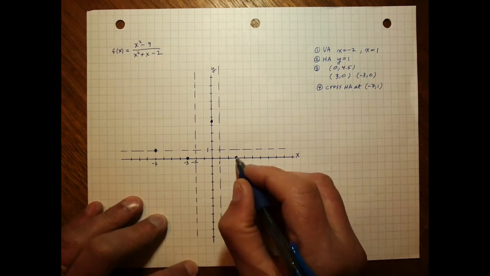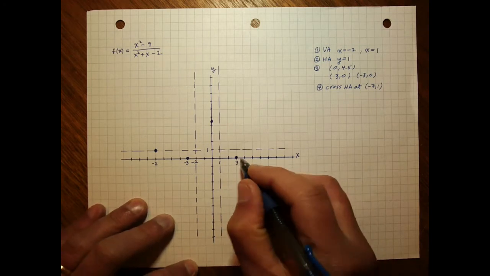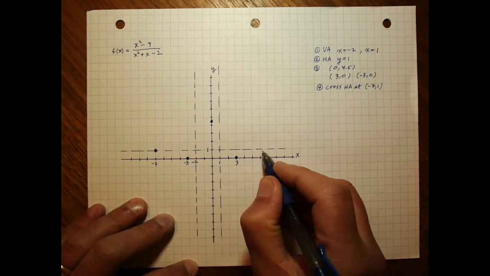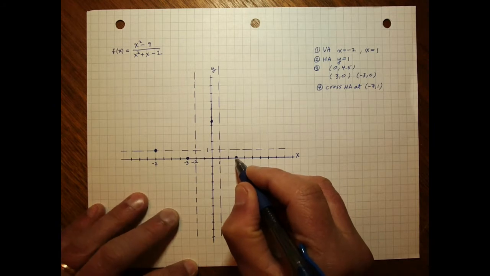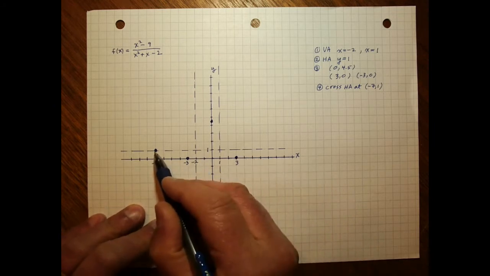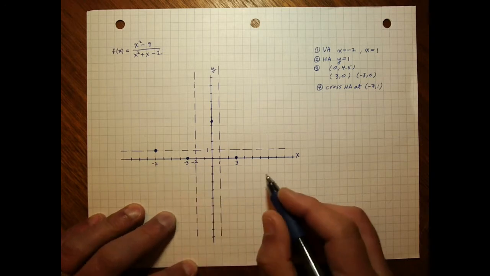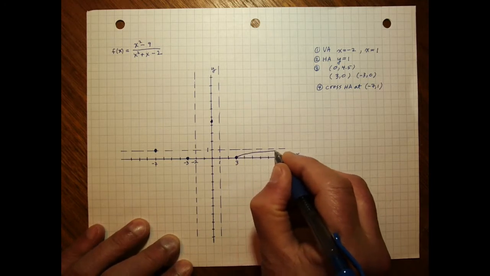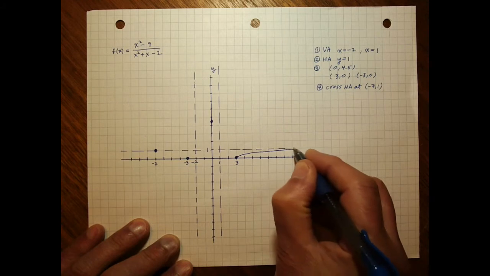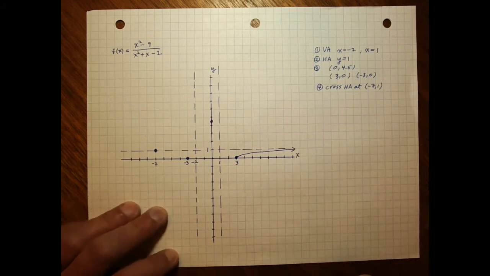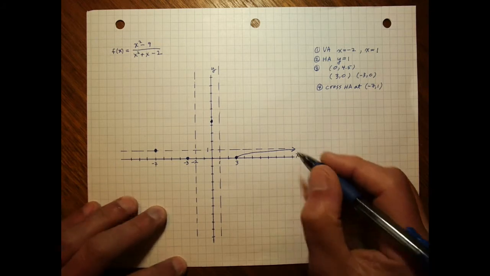So if I start from my point 3 here, I know as I move to the right, I have to approach that horizontal asymptote. I also know I can't cross it anymore, because there's only one point back here on the negative side where the graph crosses the horizontal asymptote. So I pretty much know the graph has to do something like that as we move further and further to the right.